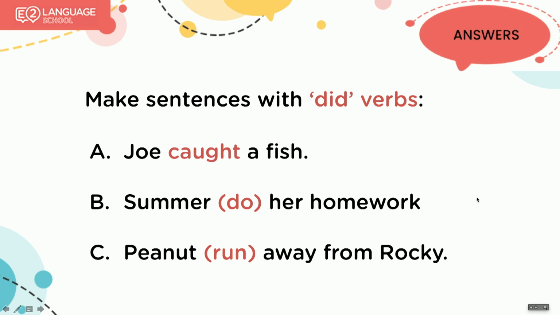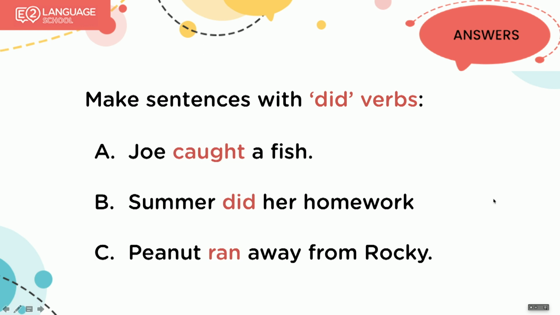Okay, let's look at the answers here. So Joe caught a fish. Catch, caught. Summer do her homework. Well, yesterday Summer did her homework. Peanut run away from Rocky. Peanut ran away from Rocky. They are the answers there.